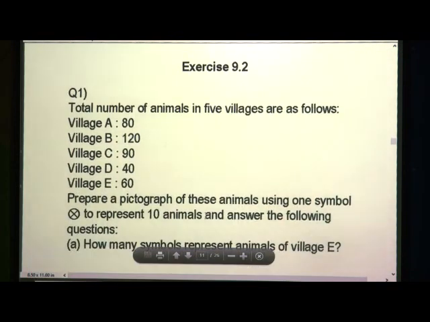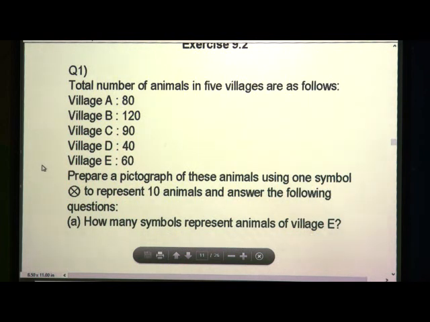Okay, so till now we have seen the representation of data by using tally marks, and by seeing the pictograph we solved a few examples. Let us move to exercise 9.2.